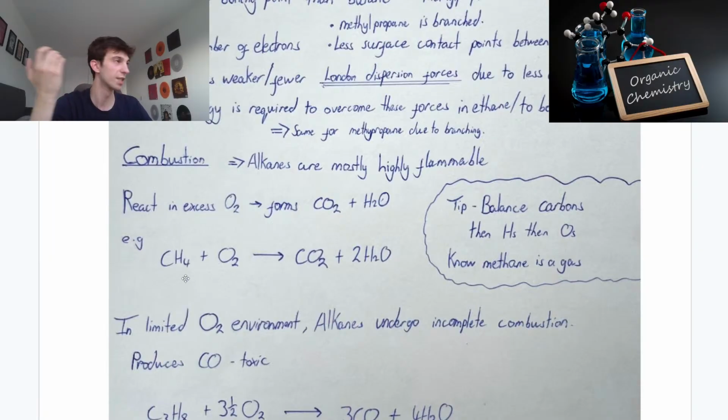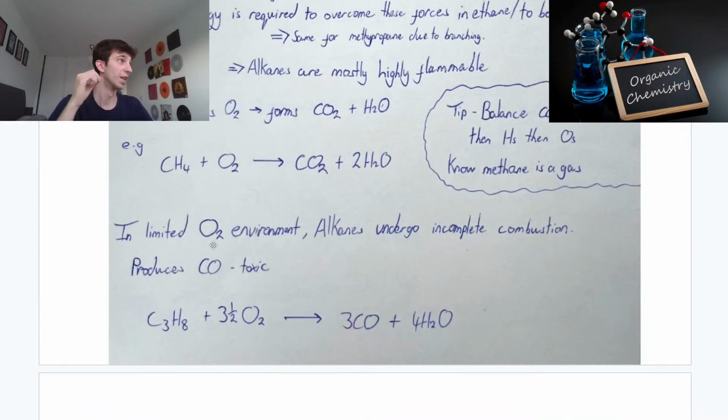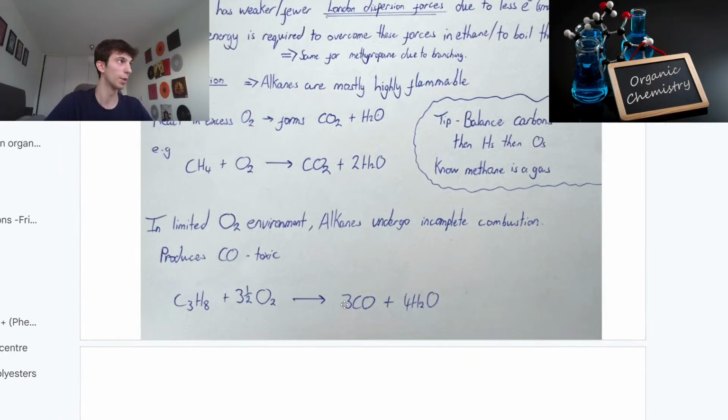So here's just an example, guys. If we have our methane in oxygen, we form carbon dioxide and two water molecules. Nothing tricky here. In a limited oxygen environment, alkanes undergo incomplete combustion, which produces carbon monoxide. This is toxic. You may be asked to produce an equation. We will do module 6 tomorrow and probably get onto it today.